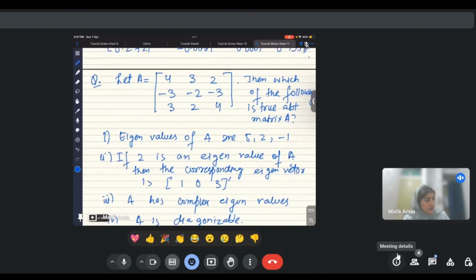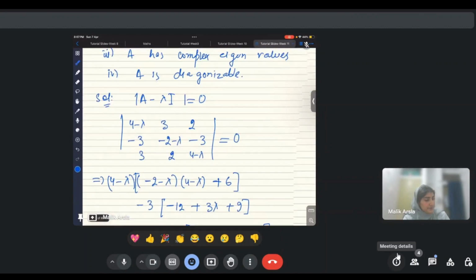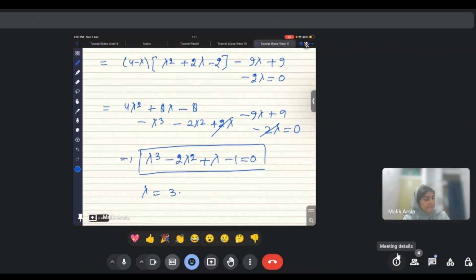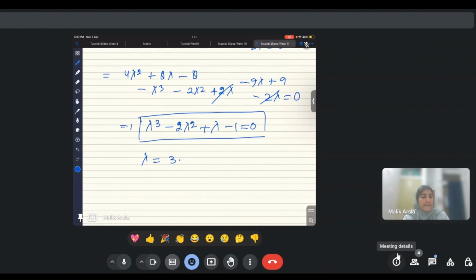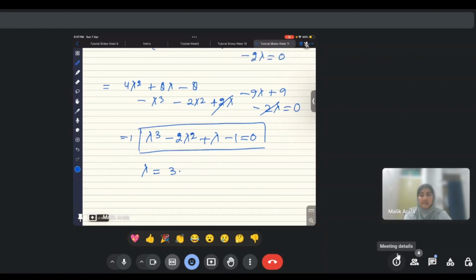I might have made a mistake somewhere, it is minus. There is a mistake in between. So, did you get the characteristic equation? That is lambda cube minus 6 lambda square plus 9 lambda minus 1. Lambda cube minus 6 lambda square plus 9 lambda minus 1. Okay, let me check it once. Then I might have made some mistake.